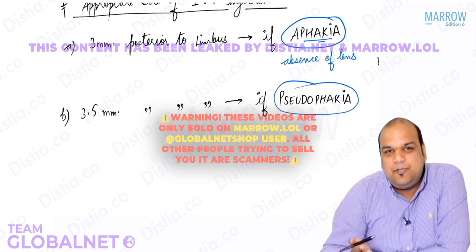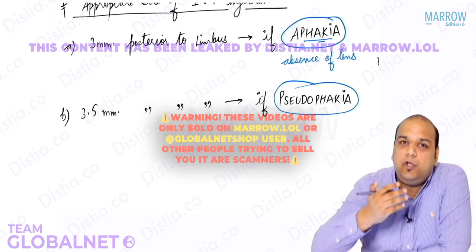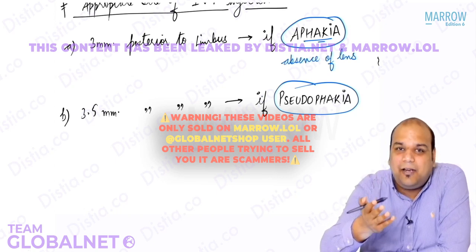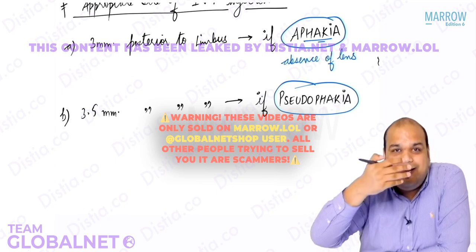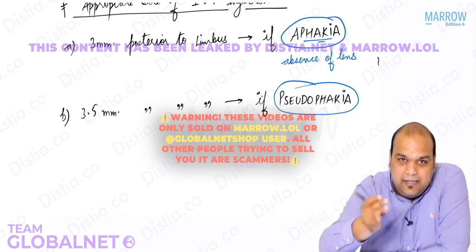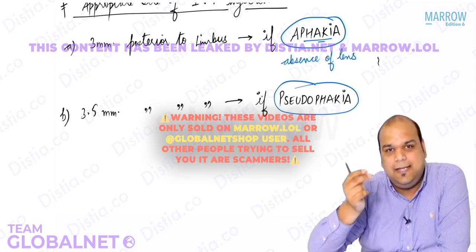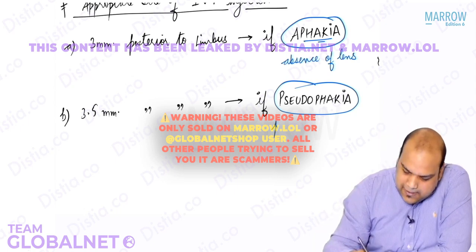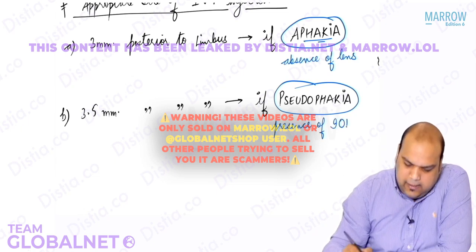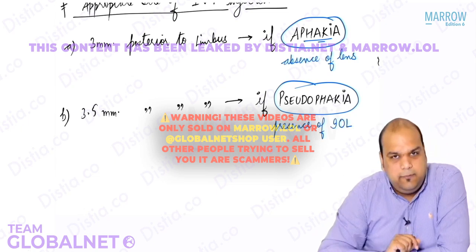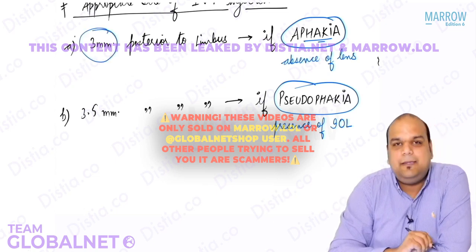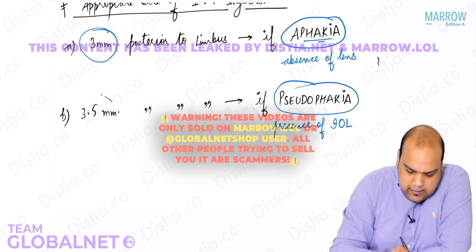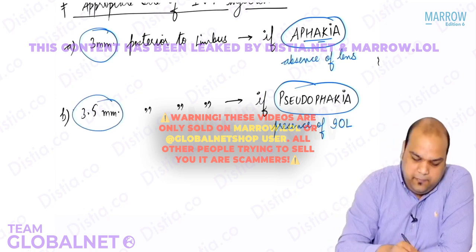Done? What do you mean by pseudophakia? Very abundantly clear. Pseudo means false lens. But what do you mean by false lens? After cataract surgery, we implant an artificial lens, yes or no? We say cataract surgery ke baad nakli lens dalenge, yes? So that is false lens. Or I can say presence of IOL, intraocular lens. Okay, everybody? So we know if there is aphakia, the distance will be 3 mm.